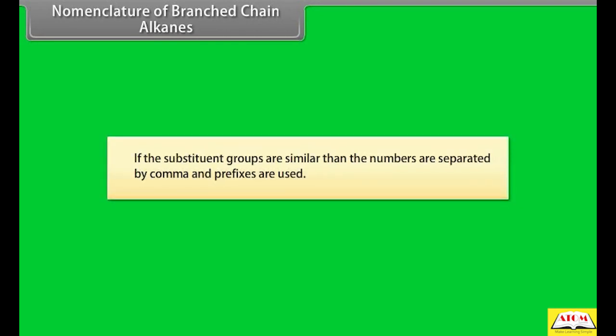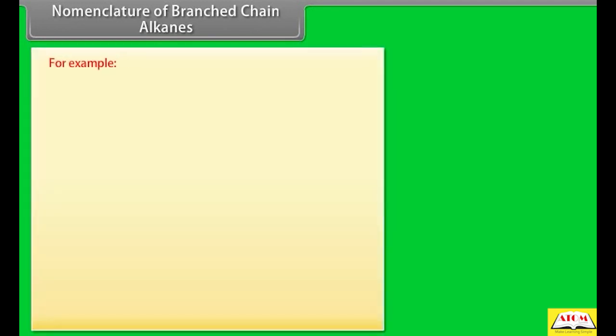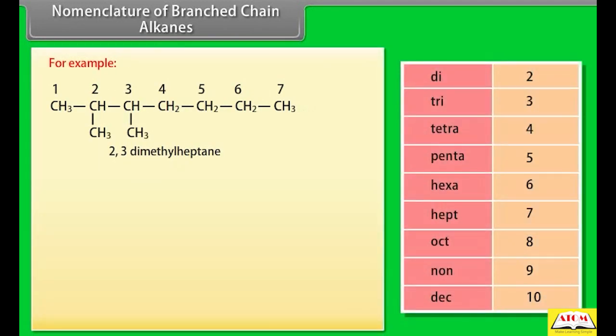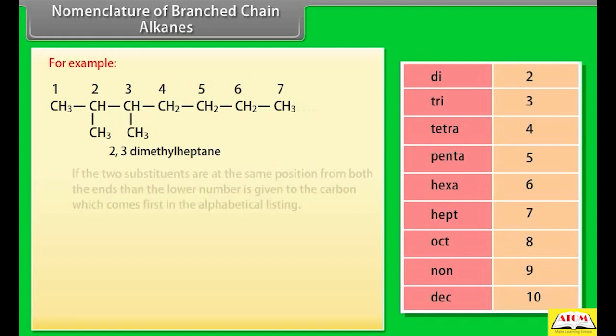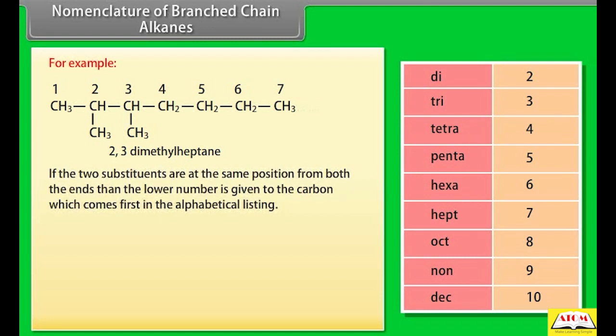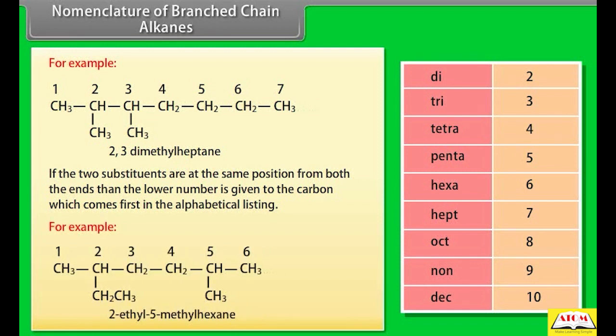Nomenclature of branched chain alkanes. If the substituent groups are similar, then the numbers are separated by comma and prefixes are used such as given below. If the two substituents are at the same position from both the ends, then the lower number is given to the carbon which comes first in the alphabetical listing. For example, 2-ethyl 5-methyl hexane.